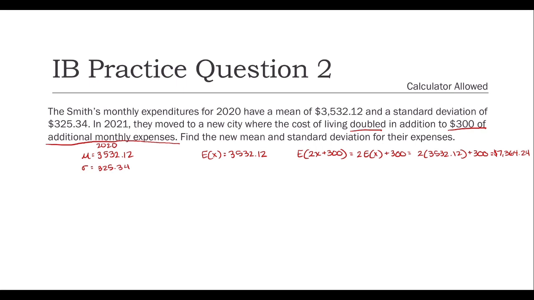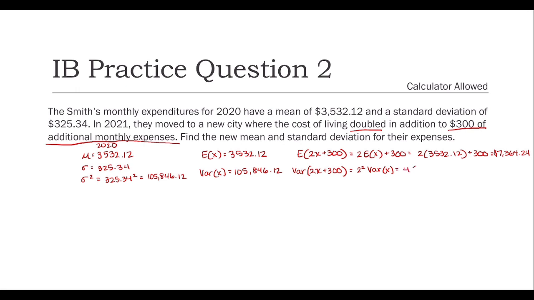To find the new standard deviation, we need to look at our variance. So our variance is our standard deviation squared. So it would be 325.34 squared, which equals approximately 105,846.12. So that's our variance of x, 105,846.12. So we have our variance of 2 times x plus 300 is going to equal 2 squared times our variance of x.